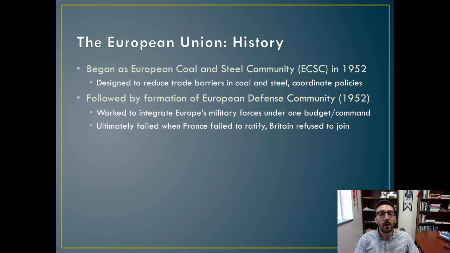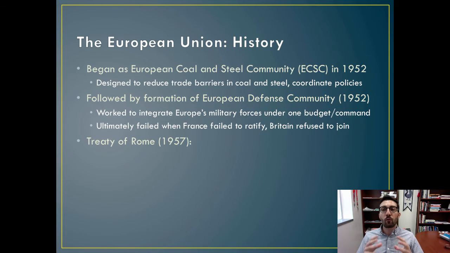This was followed up by the formation of what was called the European Defense Community. And it worked to try and integrate Europe's military forces under a single budget and command, but the world wasn't ready for this, and it ultimately failed when France failed to ratify and Britain refused to join, so it was kind of dead in the water.